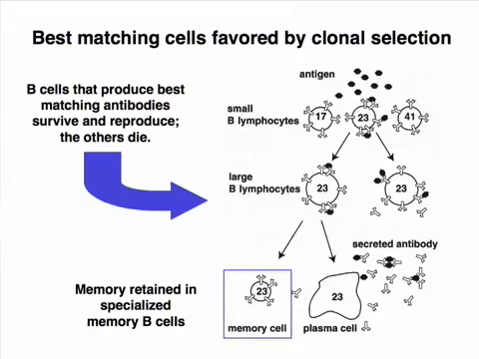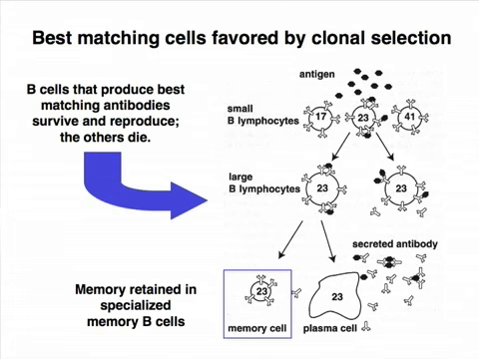But at the same time, we maintain in our bodies these so-called memory cells that have the memory of that specific pathogen. So that next time we get infected by the same pathogen, these memory cells are immediately going to recognize it, expand again and start producing antibodies that eliminate the infection, probably without us even noticing that this has happened.